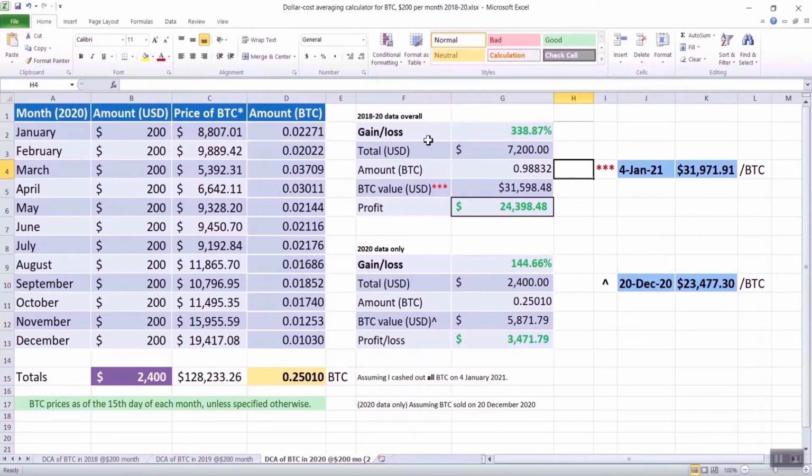Overall, for the 3 years, the $7,200 invested would have led to a total Bitcoin value of just under $31,600, so a profit of $24,400, so 338% gains or thereabouts.